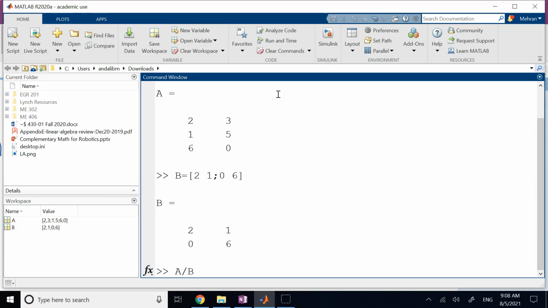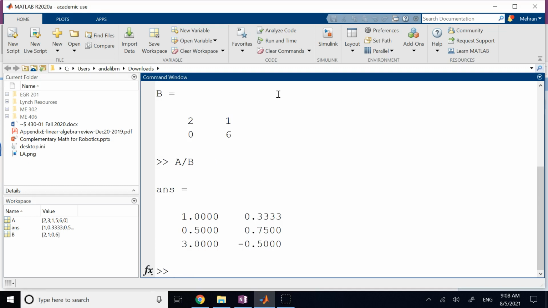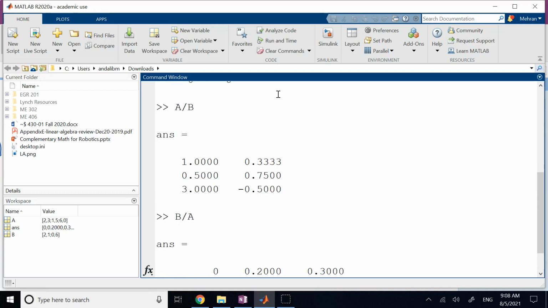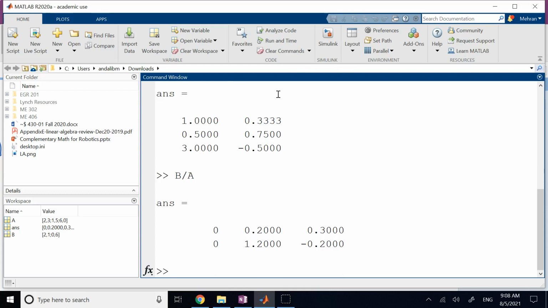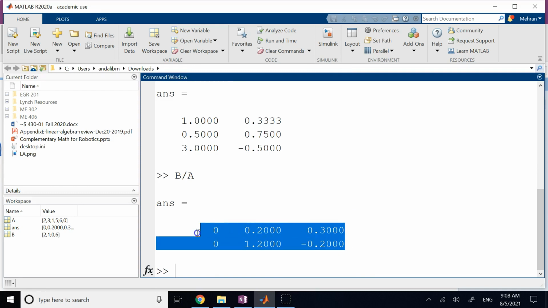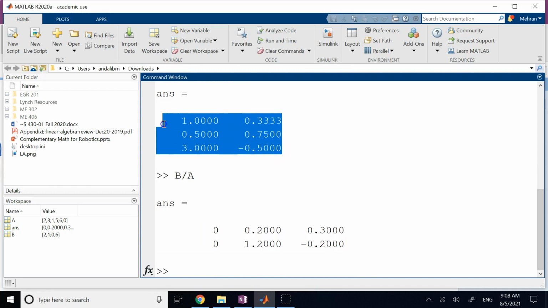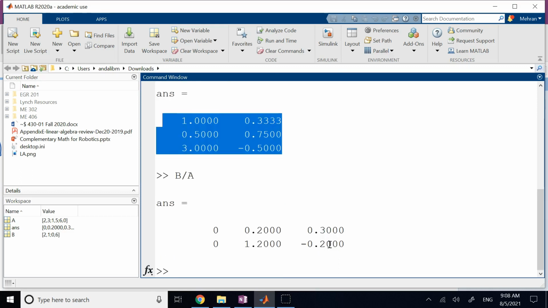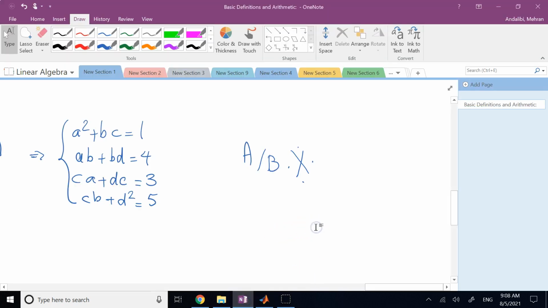Well, ideally, based on what we said, no. We don't even define division by matrices. But if you do it in MATLAB, it gives you something. And if you divide B by A, it gives you something else. Well, of course, they should be different. But first of all, why did it allow it? Second of all, why are the dimensions this way and why are the numbers this way? So what is it that MATLAB is doing? It is basically using inverse and pseudo-inverse, and I'll tell you later.